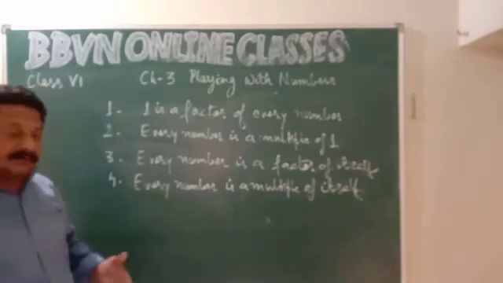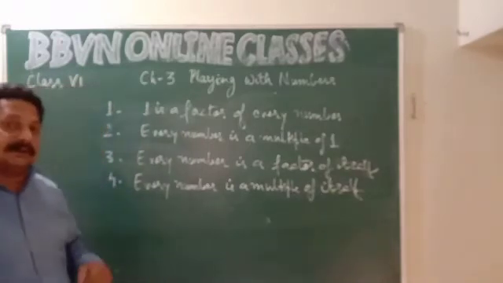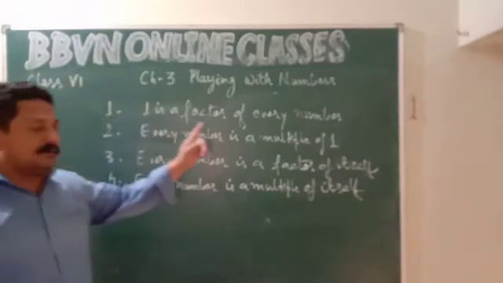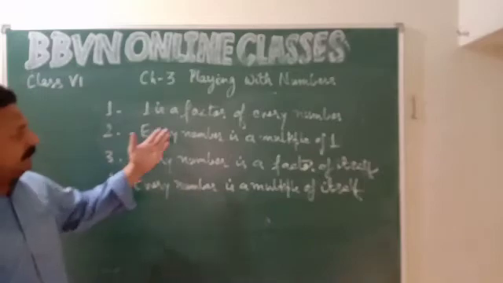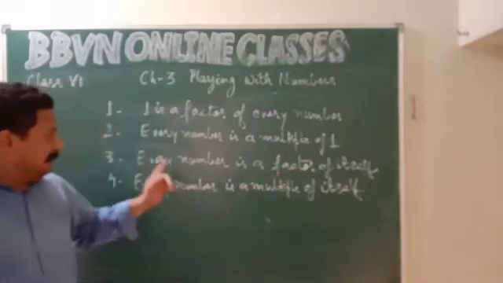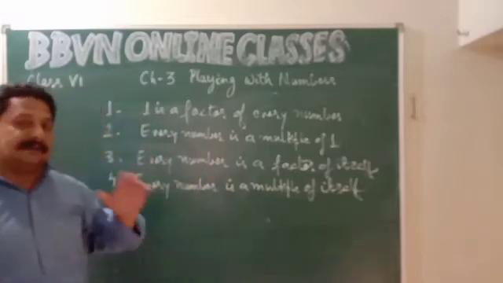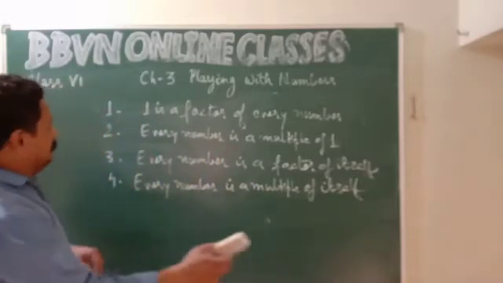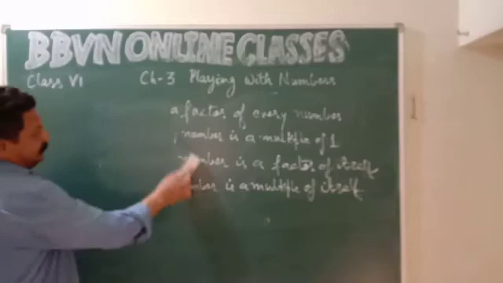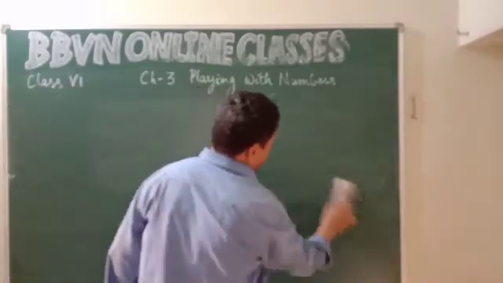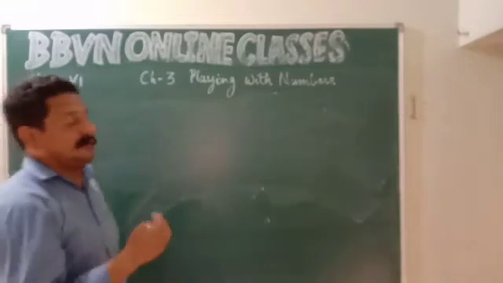There are many properties which we will gradually discuss as we move on in the chapter. So 1 is a factor of every number, and every number is a multiple of 1. Every number is a factor of itself, and every number is a multiple of itself. Okay, children? So let's take one more interesting fact or interesting property of the number, as the chapter itself says, playing with numbers.